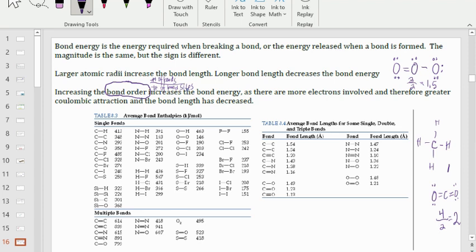And if you look down here, you can see, for example, nitrogen, if it's a single bond, is 418, but now we double that bond order, it's now 941. Okay, it's not a direct doubling of the amount. Sometimes it varies, but you can get the idea that as you increase the number of bonds, you're increasing that energy.